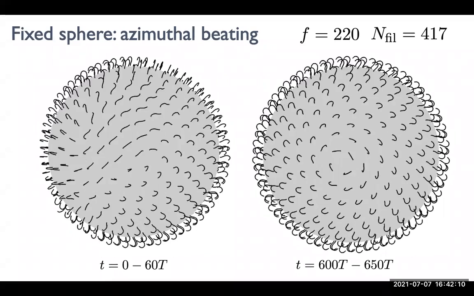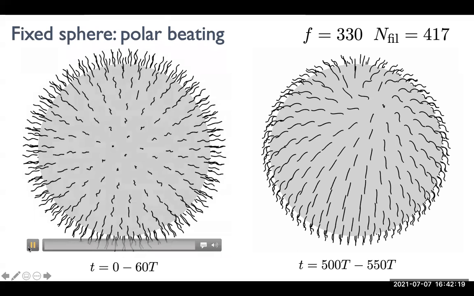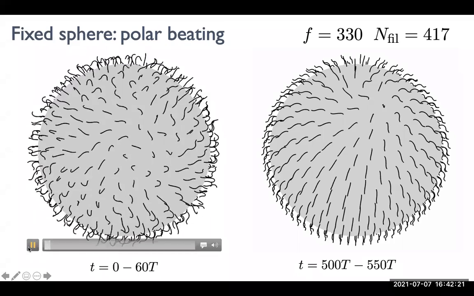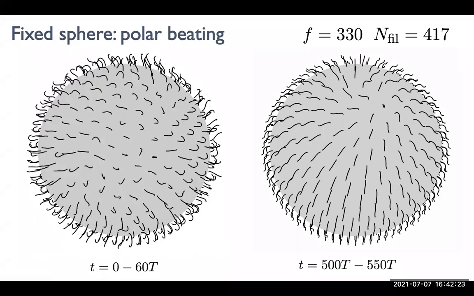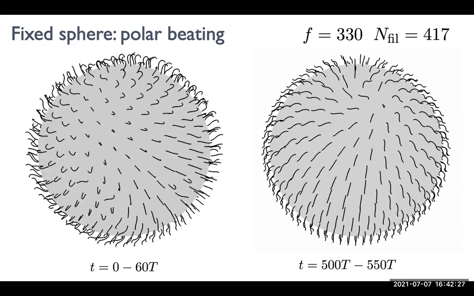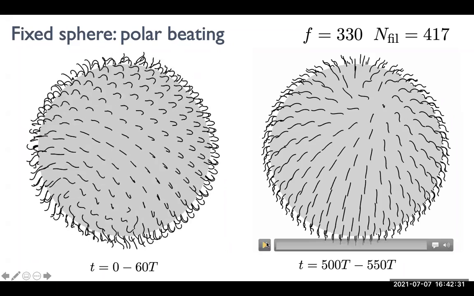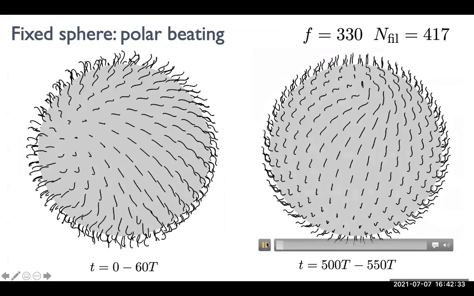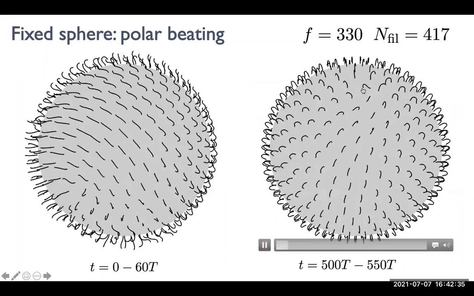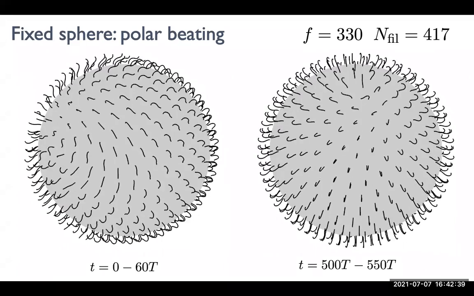And what we can do now is say, well, what happens if we increase the magnitude of our follower force? So here's what happens very early on in the simulation. And if you wait long enough, you get this, which you could characterize as a polar beating. So you get beating along the meridians.